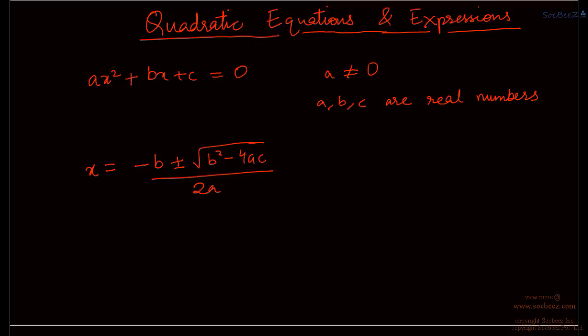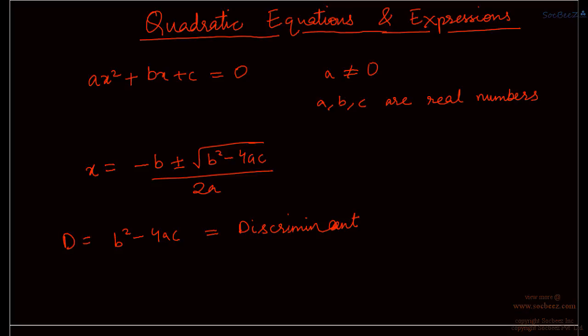So this is the general way to find out the root. For this quadratic equation, the root is given by the formula minus b plus or minus root of b square minus 4ac by 2a. Now you see there is a square root sign here. The term under the square root sign, b square minus 4ac, is a very important term, and this is called the discriminant.